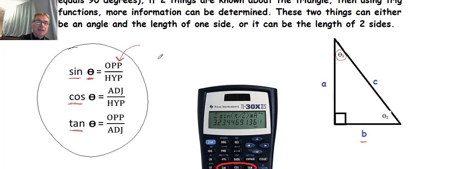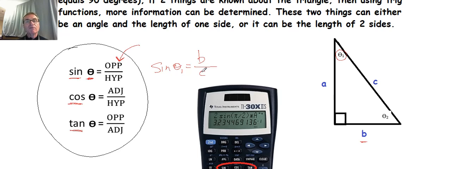Okay. So in this case, the sine of theta 1, because that's the angle I said I was interested in, is equal to the opposite side, that would be B, divided by the hypotenuse. Well, in our case, the hypotenuse is C.